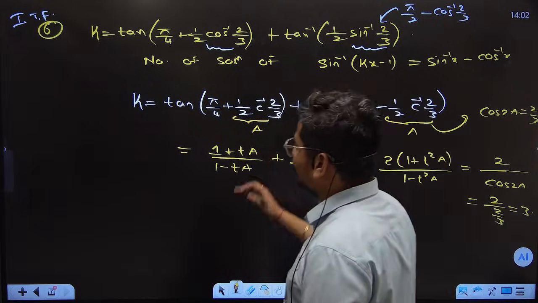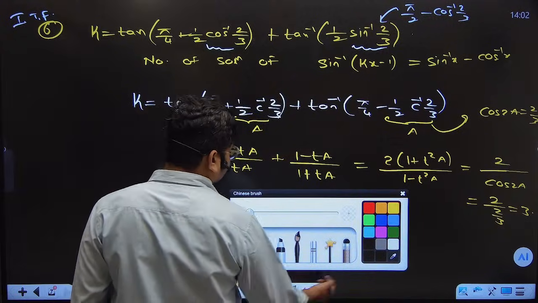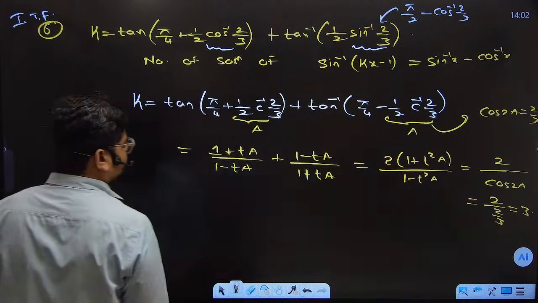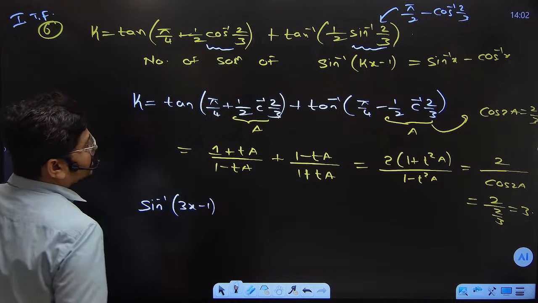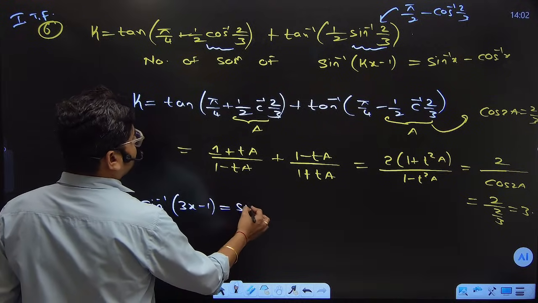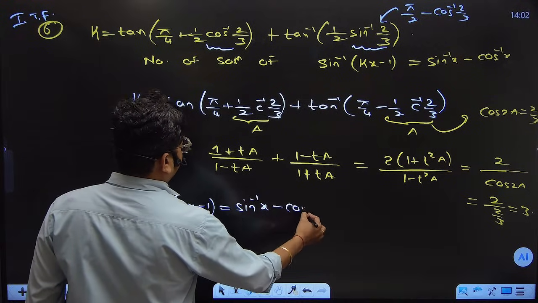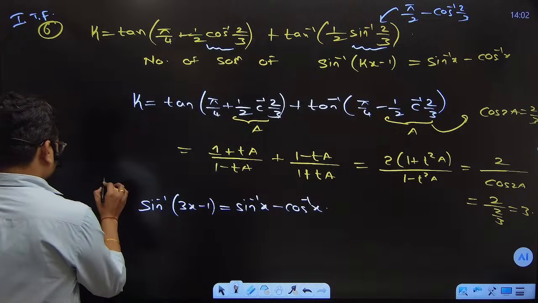Now since you know the value of k is 3, the equation looks something like sin inverse of 3x minus 1 is equal to sin inverse of x minus cos inverse of x. Now you are trying to solve this equation. So solve this equation.